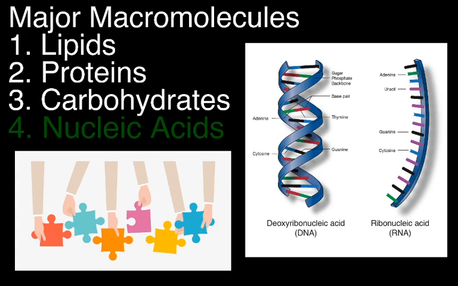The monomers of nucleic acids are known as nucleotides. There are two major types of nucleic acids: DNA and RNA. You can think of nucleic acids as the brains of the operation when it comes to the macromolecules.